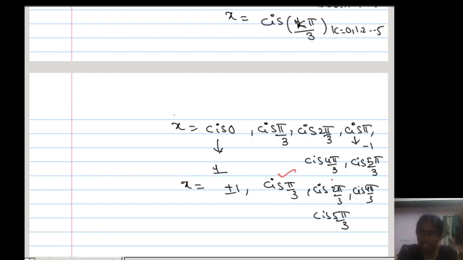cis pi by 3, cis 2 pi by 3, cis 4 pi by 3, cis 5 pi by 3. These are the roots of the equation x power 4 plus x square plus 1 equal to 0. These are the roots of the equation x square minus 1 equal to 0. Then the product of these two is x power 6 minus 1, that is the total of these roots. This is the concept.